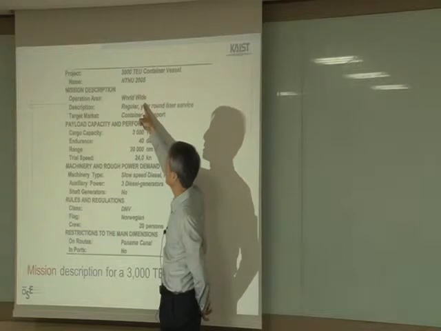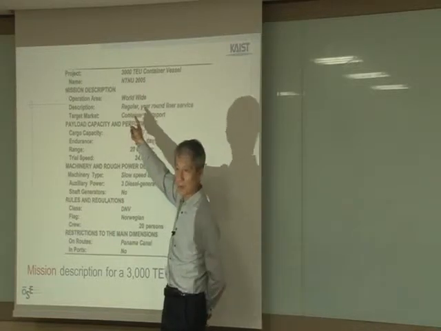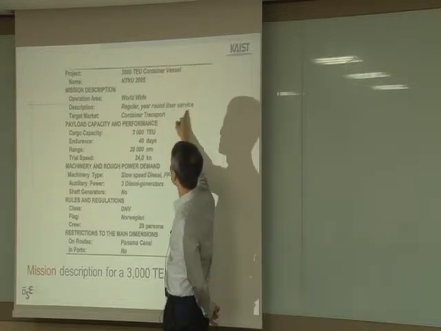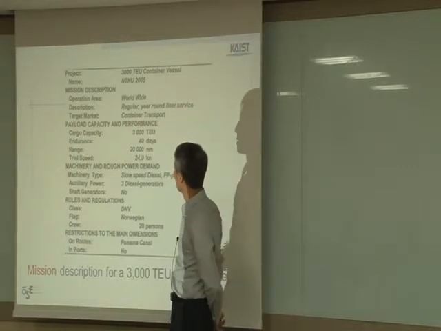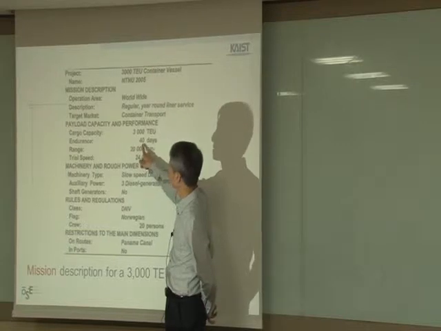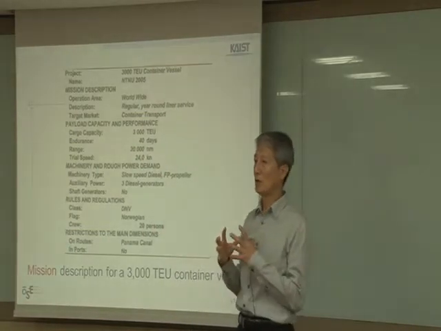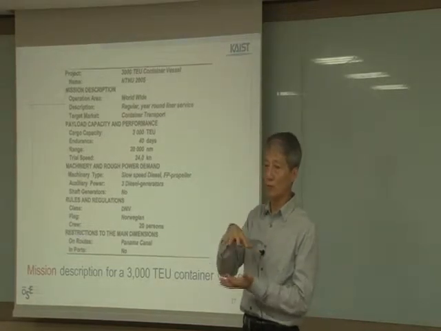The operation area is worldwide. Description is regular, meaning liner shipping. And year-round liner service. And target market is container transport. Payload, cargo capacity is 3,000. Endurance, what do you mean by endurance? So how much fuel oil should be in the ship when it's full, right?